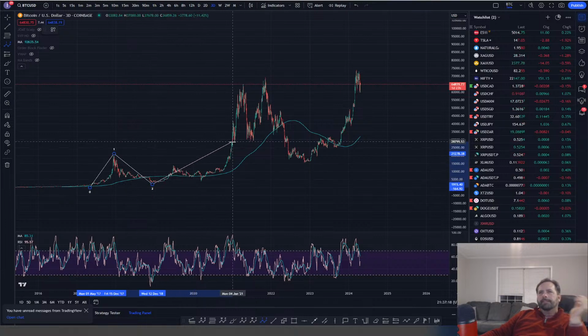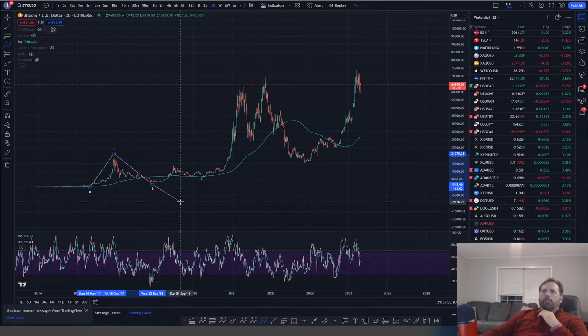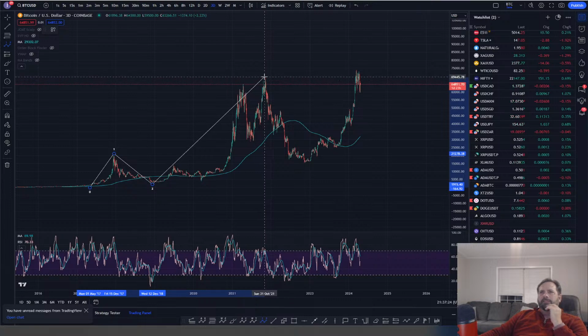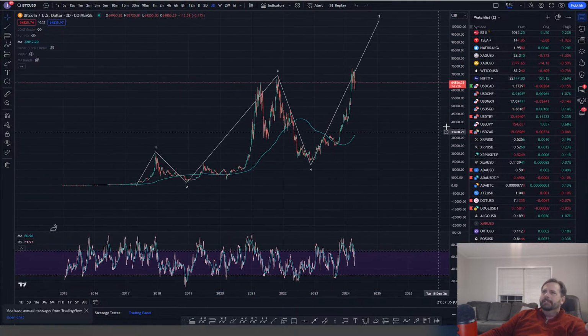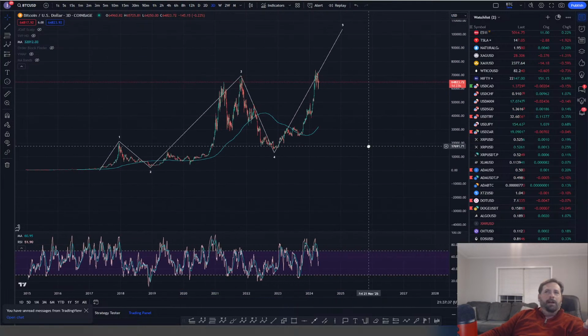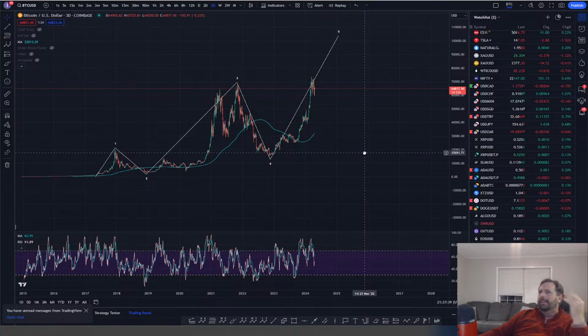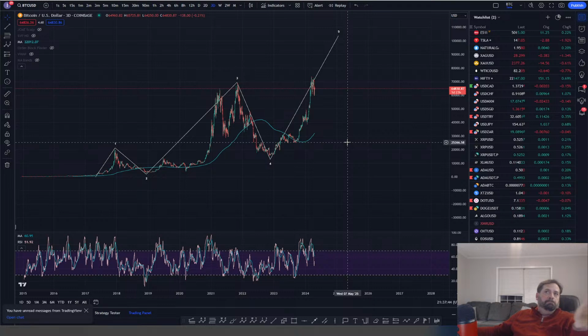Some people want to say that all of this up to the last all-time high is wave 3, and then this was wave 4, and then we're getting a wave 5. I suppose that is a possible and plausible count. Why not?